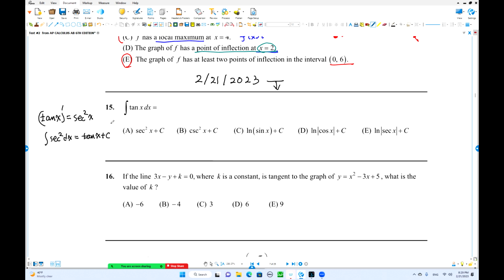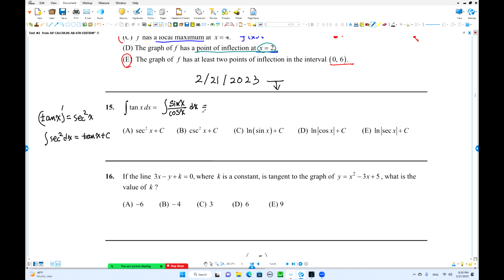But now we have tangent x, a little different, right? What is its antiderivative? Tangent x can be solved this way. Change the form. Tangent x is what? Sine x over cosine x, right? We start the problem here. That's right.